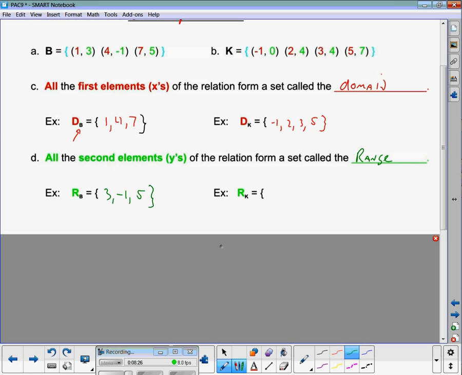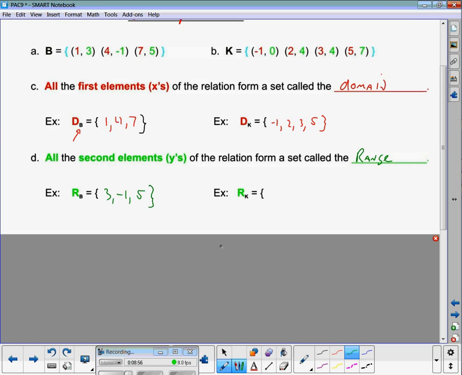But you have to be careful with the second example. Most people will get this wrong. So why don't you go ahead and try. List the range of set K. Because I'm telling you most people get it wrong, that should give you a hint and help you avoid doing what most people would do.